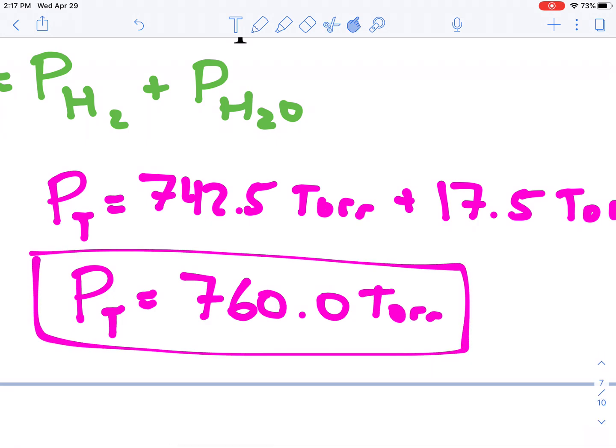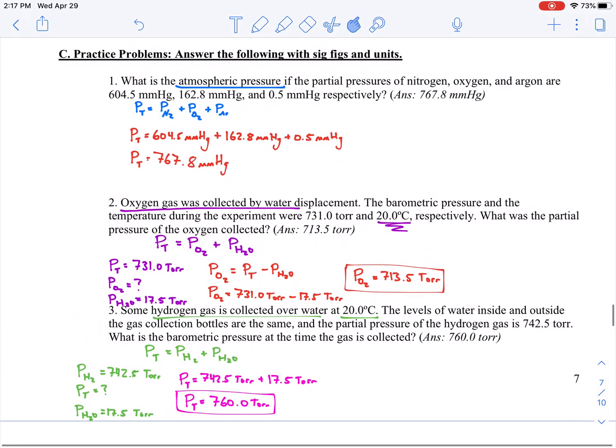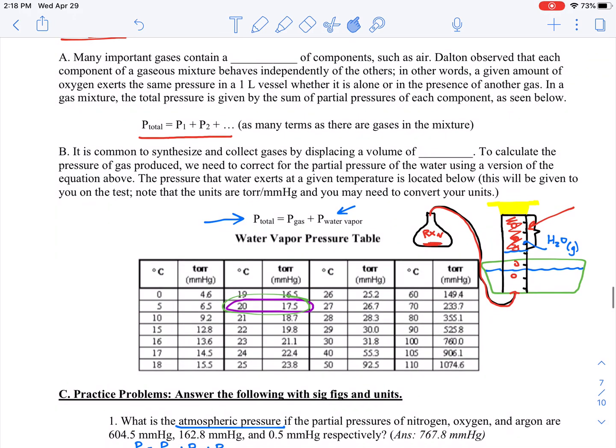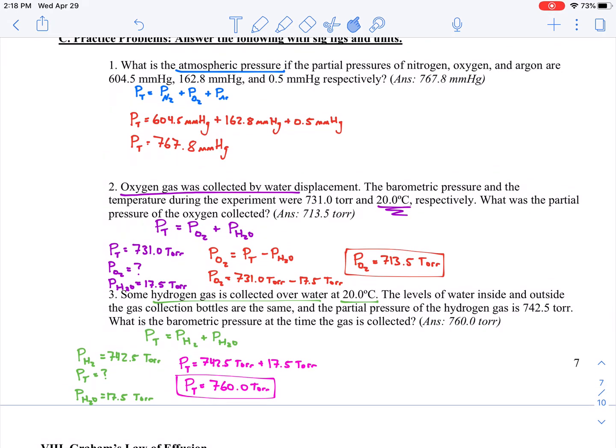So again, Dalton's law is pretty straightforward. It's just the sum of all of the pressures in a mixture, but it has this cool application where we can do water vapor pressure. So if we have a setup like this in lab, we'll need to subtract away the water vapor pressure to get an accurate reading of our gas that we're collecting.